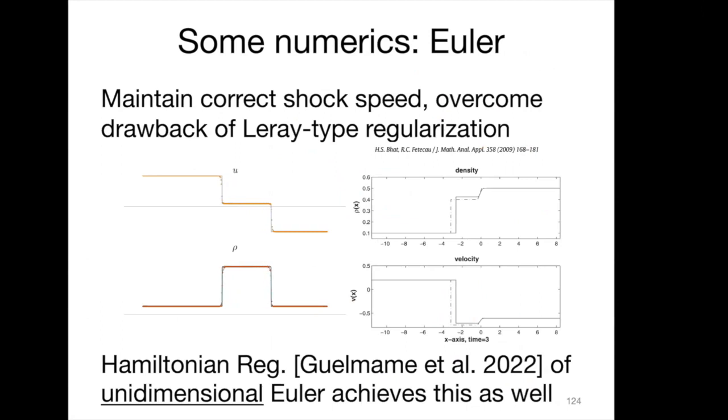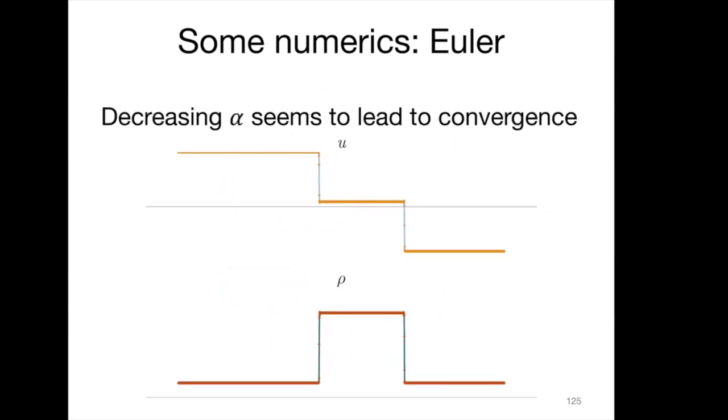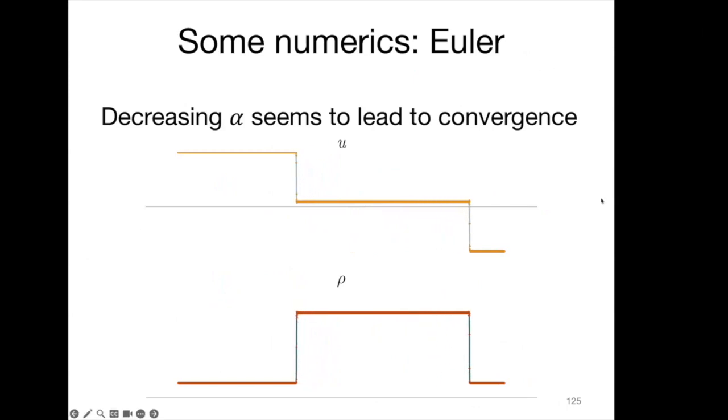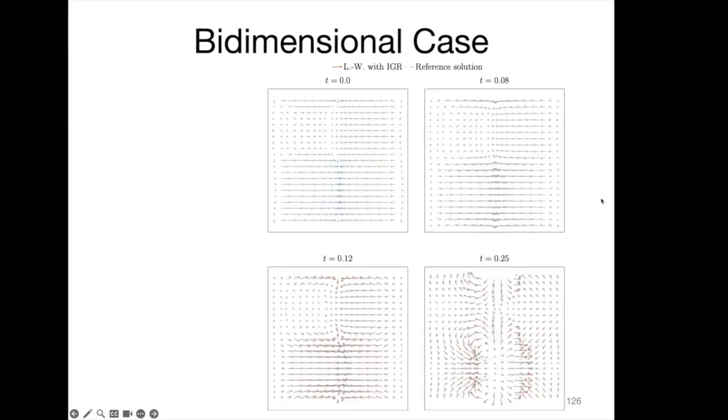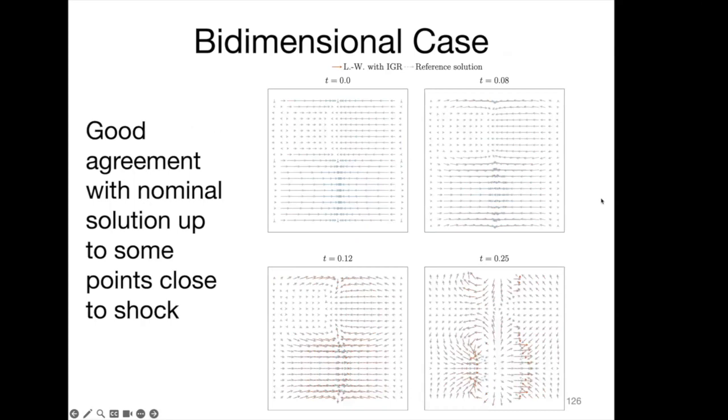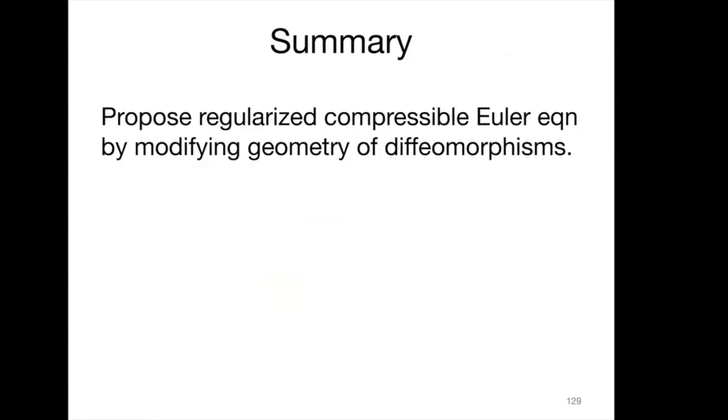We also capture the right shock speeds, which is very important for applications. And as we decrease the alpha, we seem to converge to the nominal viscosity solution. And we have some simple two-dimensional examples of this as well.